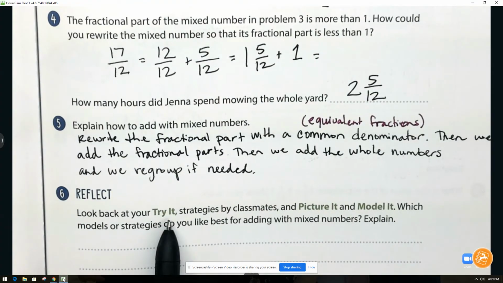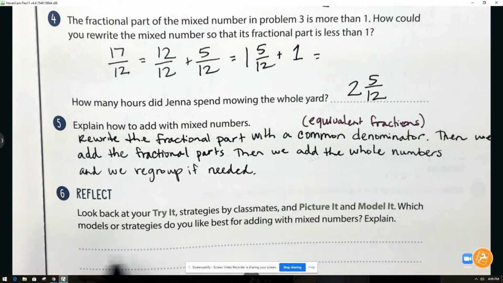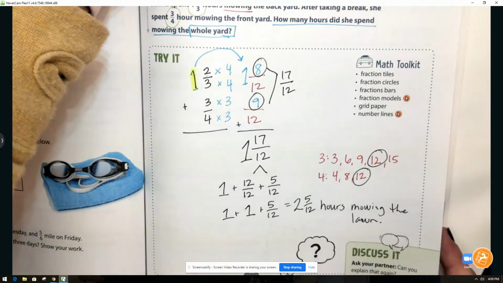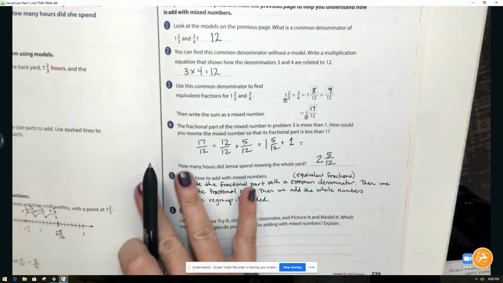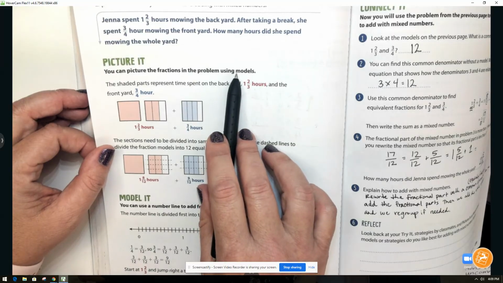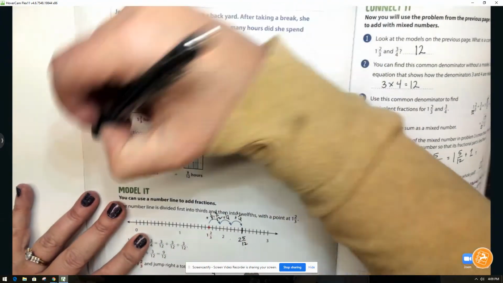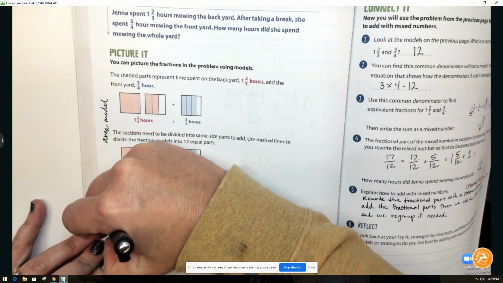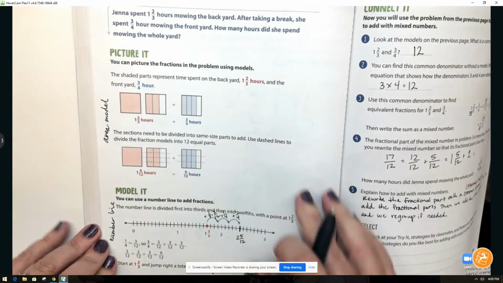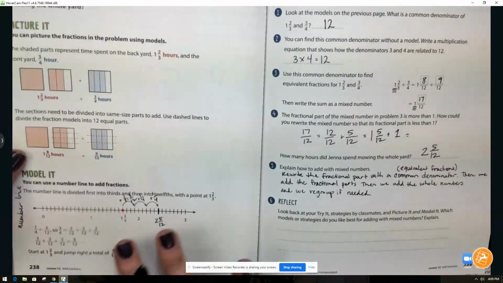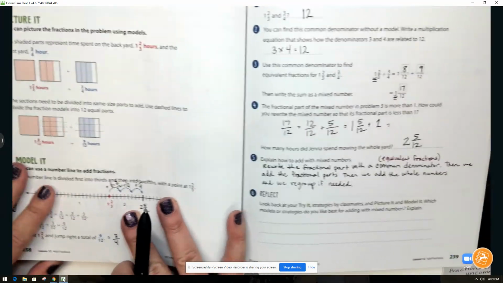So here it says, look back at your try it strategies by classmates and picture it and model it. Which models or strategies do you like best for adding with mixed numbers? So your choices are, let's just call this the standard method. We have the bar, we'll call this the area model. We have the number line. So you can either do the standard method, which is what we did here, the area model, or the number line.